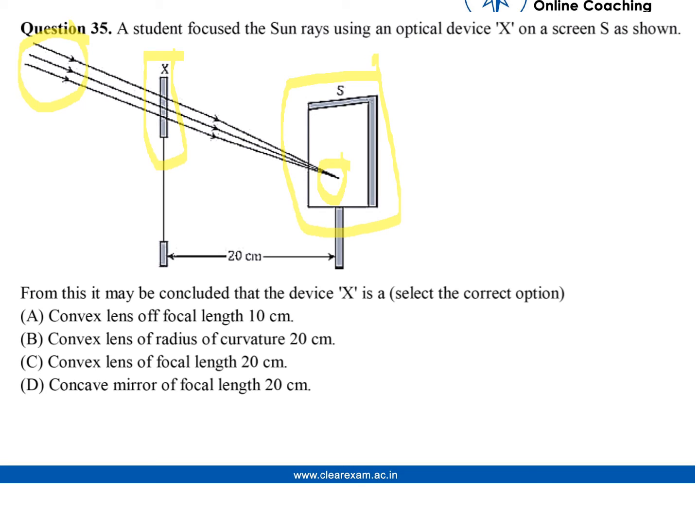Now we can see here that the student is focusing the rays to converge them on the screen at a point S. So here these rays are converging, and this is the property of a convex lens. A convex lens basically converges the rays, whereas a concave lens diverges the rays. So let's move on to the correct answer.